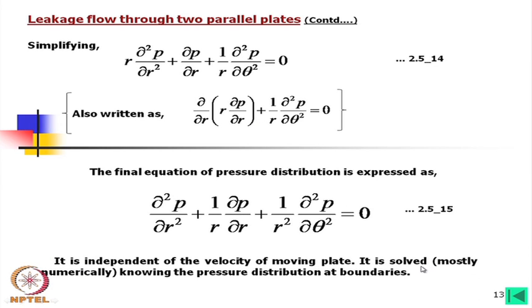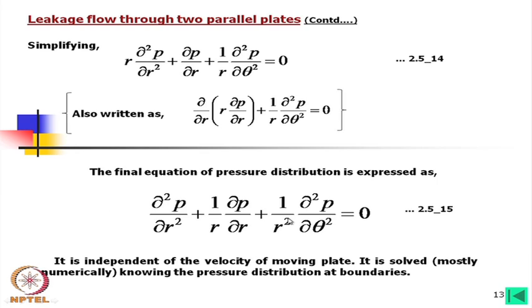What is there? That it is independent of the velocity of the moving plate. We have considered a fixed plate, another plate is moving. We have considered the fluid velocity due to this drag, but while we have arrived at the pressure distribution equation, we find that it is independent of u. This means that if you take a simple case, one plate and another plate rotating simply, the pressure distribution will be the same.